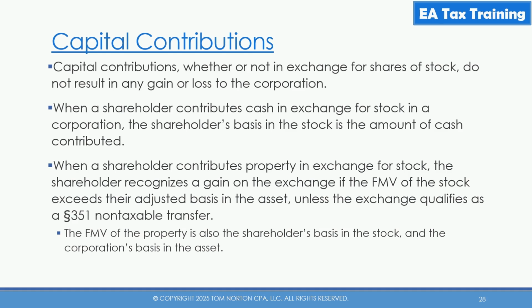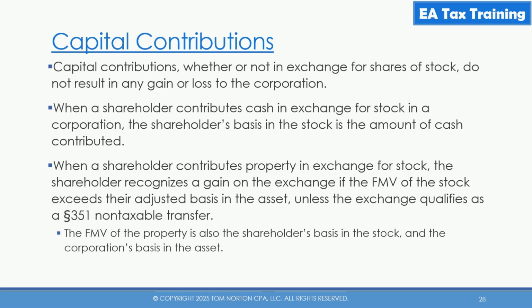When a shareholder contributes cash in exchange for stock in a corporation, the shareholder's basis in that stock is the amount of cash contributed. I think that makes sense. When a shareholder contributes property in exchange for stock, the shareholder recognizes a gain on the exchange if the fair market value of the stock exceeds their adjusted basis in the asset, unless the exchange qualifies as something called a Section 351 non-taxable transfer, which we will be talking about here shortly.